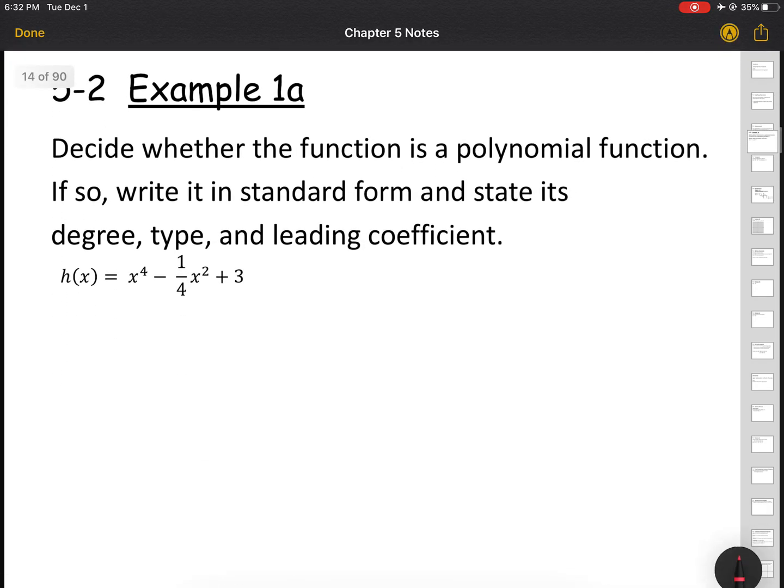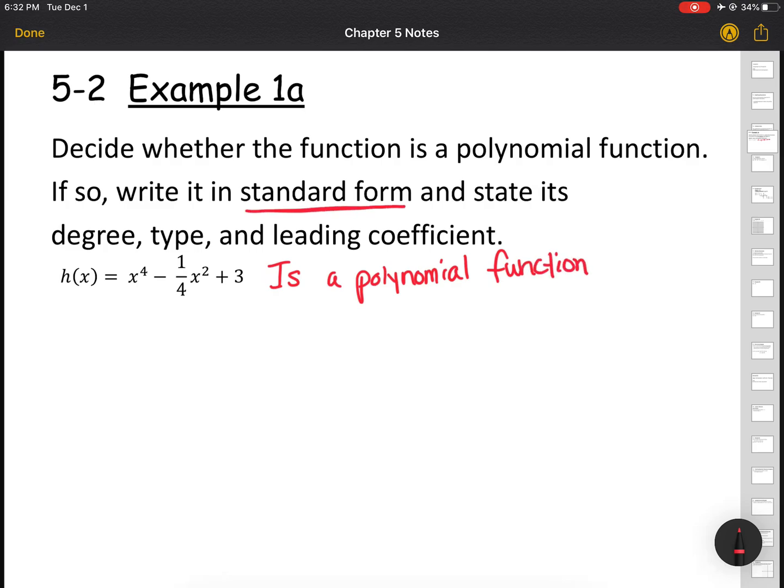So for example, we're going to see if this is a polynomial function or not. If it is, we're going to write it in standard form, state its degree, type, and leading coefficient. Okay, so just by looking here, I have whole number exponents 4, 2, and then 0, so that's good. And all of my coefficients are real numbers, so this means that it is a polynomial function. Since it is, I'm going to put it in standard form. So biggest to smallest exponent, I got 4, 2, and 0. Well, it's already in standard form.